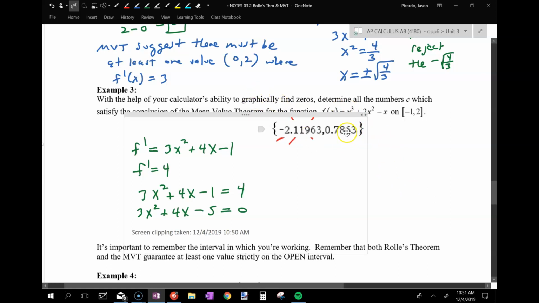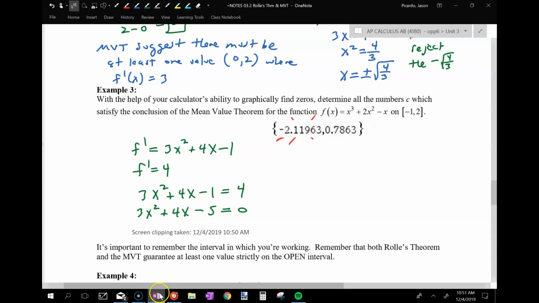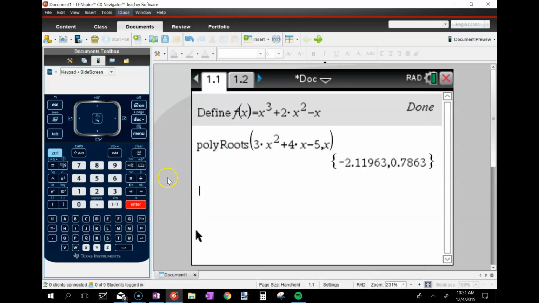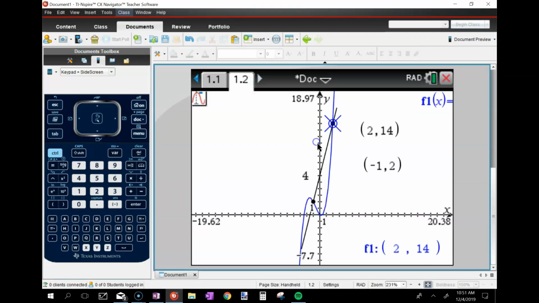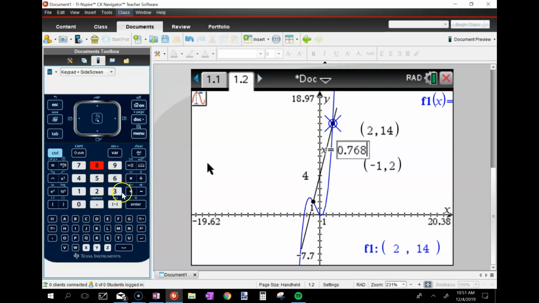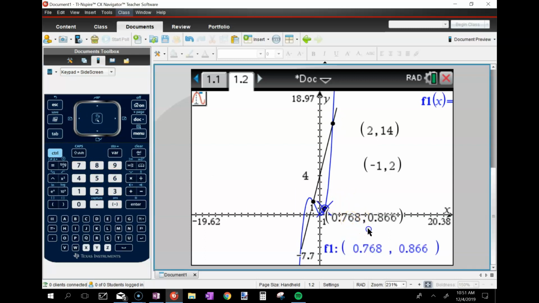So let's get rid of this one. 0.7863, right, is where that should happen. Now check it out. Let's go back here. Let's go to 0.7, what was it? 683. That's going to bring me right, oh, close enough. That's going to bring me right here, right?